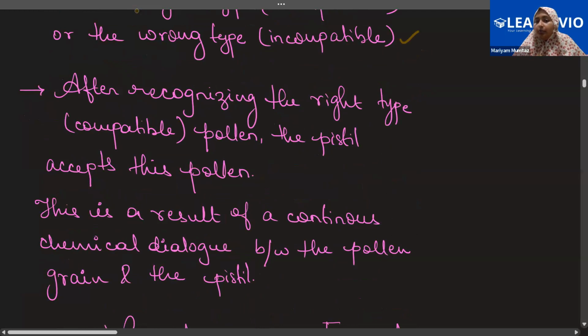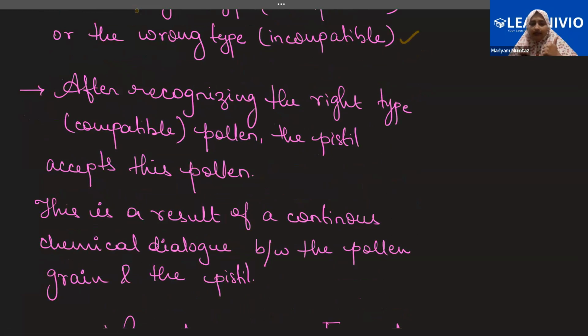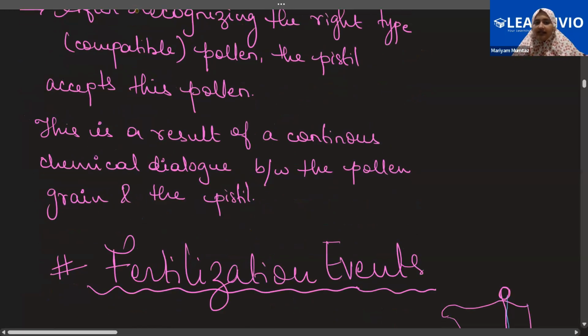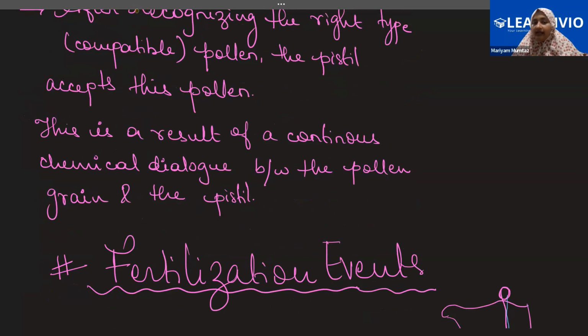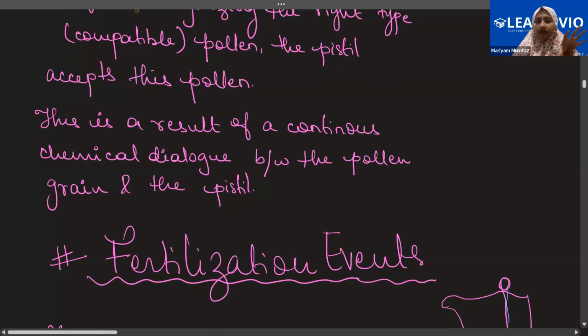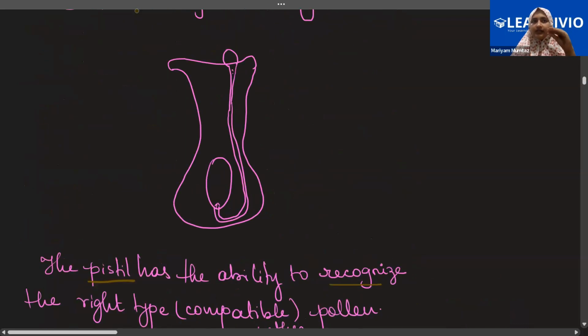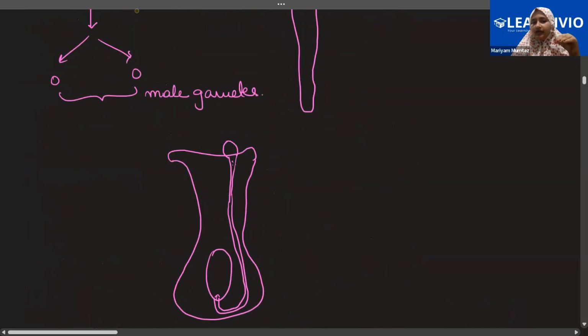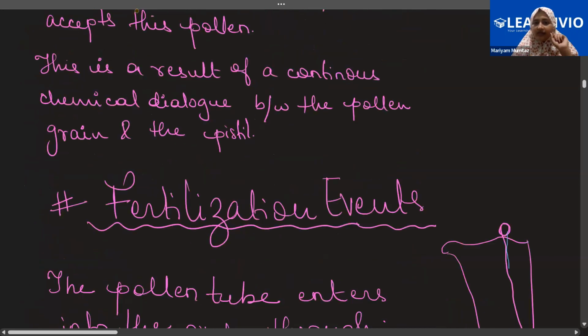After recognizing the right type of pollen, the pistil accepts the pollen. As a result of this, there is a continuous chemical dialogue between the pollen grain and the pistil. Chemical dialogue here refers to the exchange of chemicals so that the pistil will know what type the pollen is. This is a part, you can say, preceding the fertilization. Now, after this, what will happen?